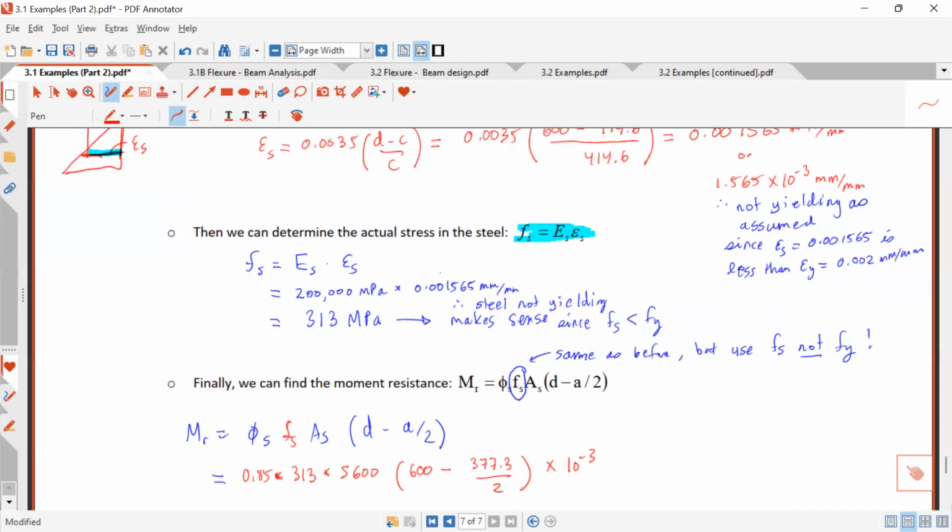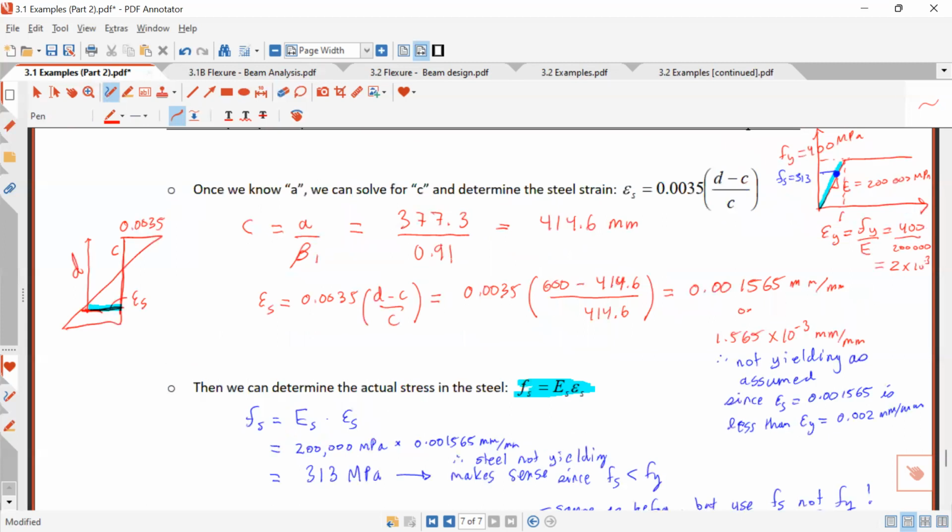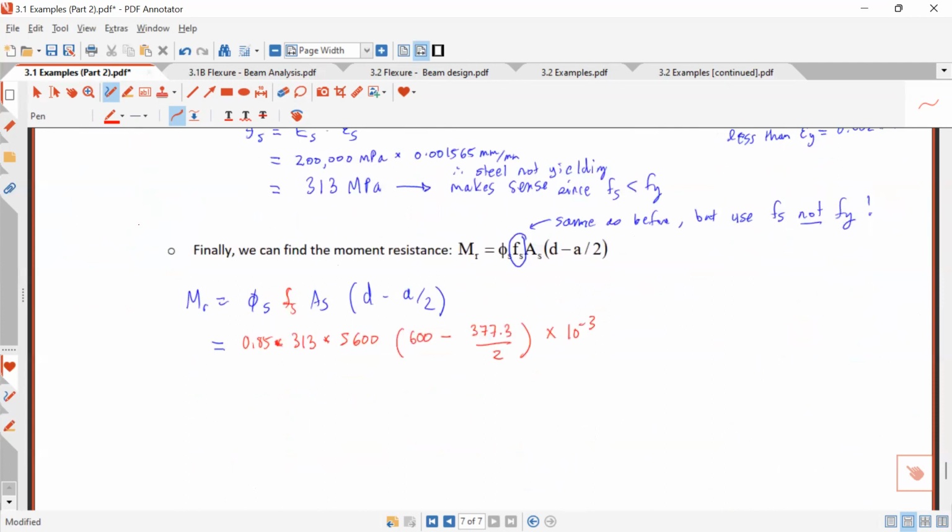So make sure here, don't use the C thing, right? Use the A, use this thing, A. That's what we need, because the rectangular stress block is in terms of A, not C. C is the actual neutral axis depth. What's A? It's the depth of the equivalent stress block.